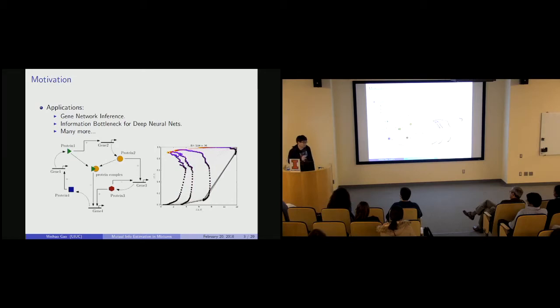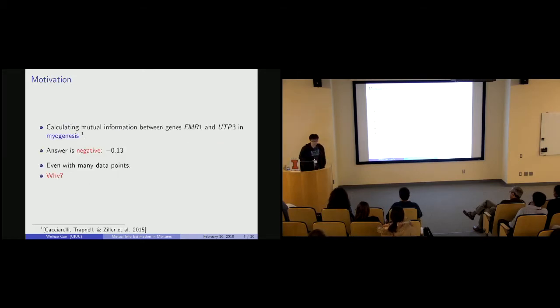But a baseline algorithm is estimating mutual information. So it seems a very classic problem. Actually, there are a lot of very classic algorithms for doing that.